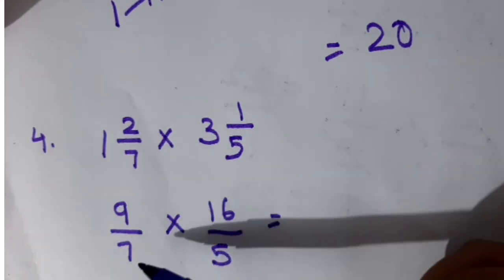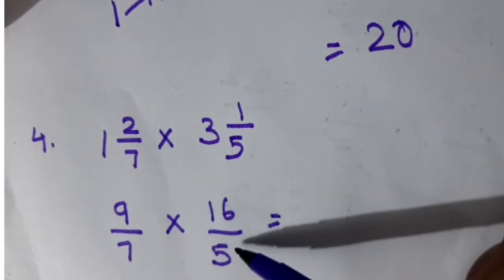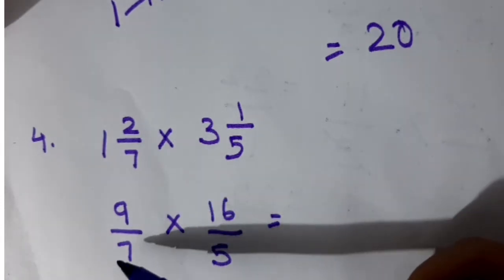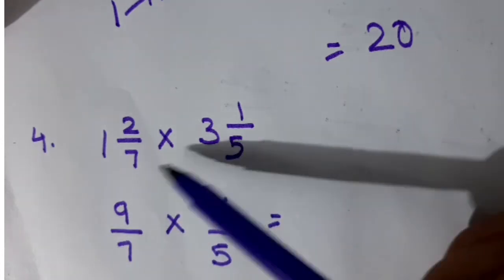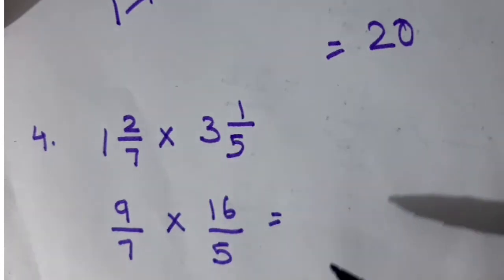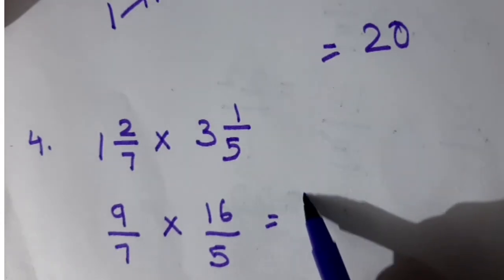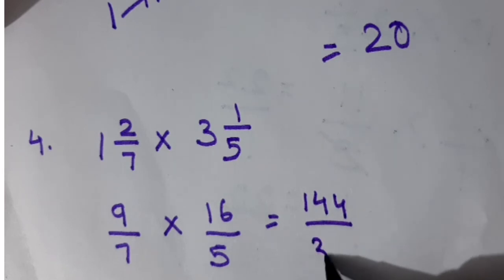See, 9 and 7, they are co-prime. No common factor in these two numbers. Next combination is 9 and 5. They are also co-prime. No common factor. Then 7 and 16. Again co-prime. No common factor. So I cannot cancel here. So now I have to simply multiply the numerators. 9 into 16 is 144 and 7 into 5 is 35.